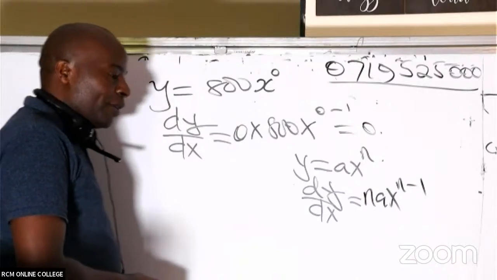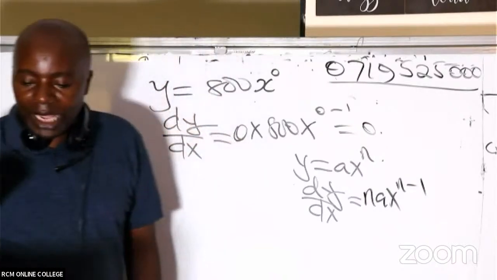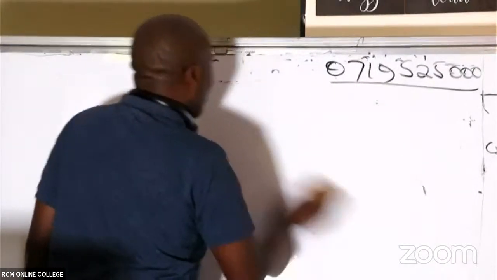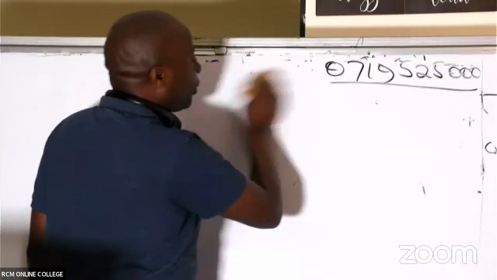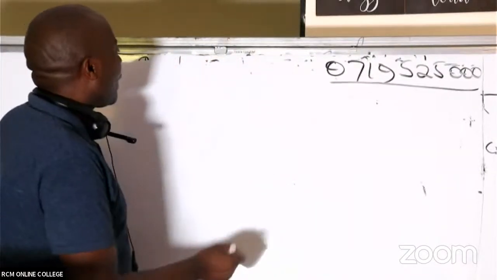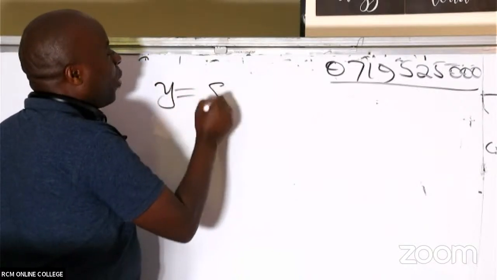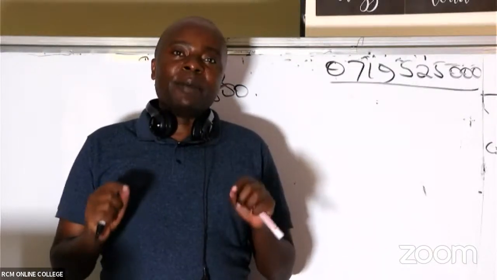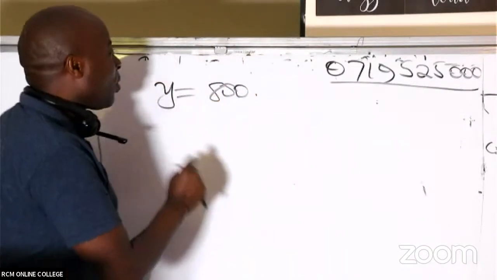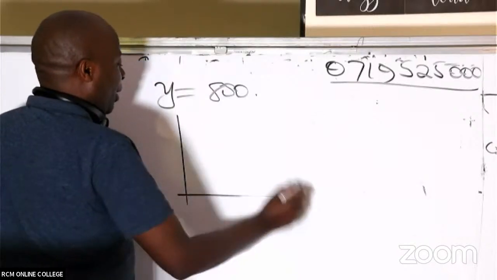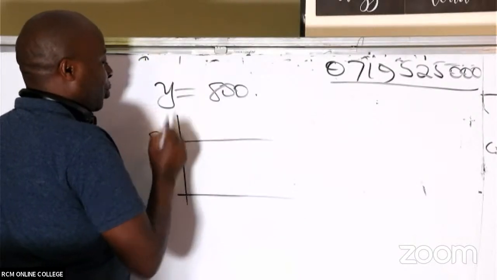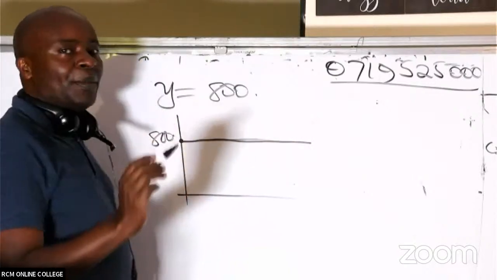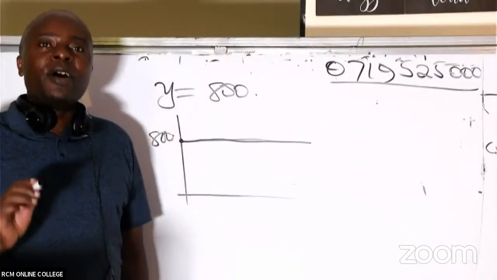Let me make your life easy. I always like making lives easy. Whenever you see a constant, like this 800 without x, for example y equals 800, remember dy dx is about gradients, about steepness, about slope. If I was to draw this on a graph, y is 800, so this line will be flat. It will not have any gradient, no gradient whatsoever.